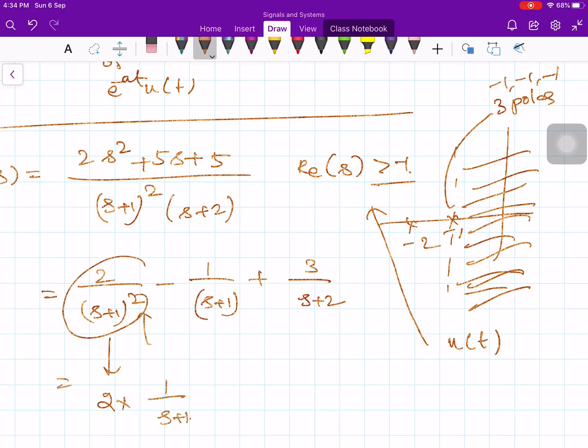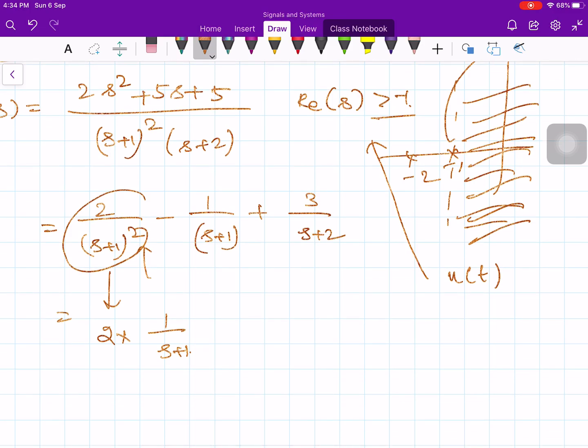What is 1 over s plus 1? It is e power minus t. If a square comes, then t times. So the first term is 2 times t times e power minus t, and of course you multiply by u of t. Why did I multiply by t? Because there is a square term here. Minus this term 1 by s plus 1, so e power minus t u of t.